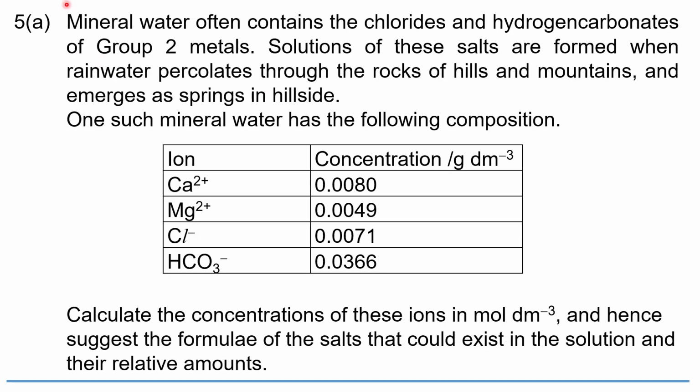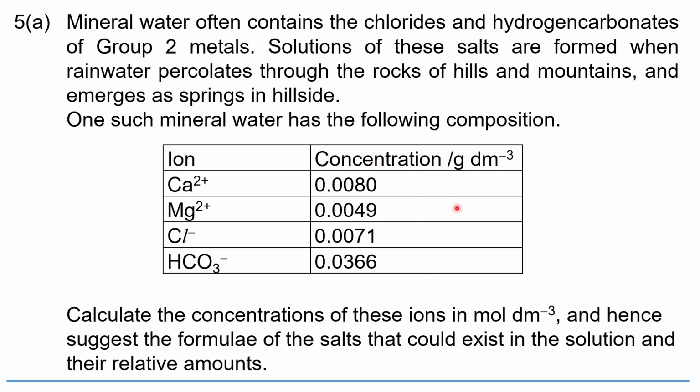They tell you, mineral water often contains the chlorides and hydrogen carbonates of group 2 metals. The solutions of these salts are formed when rainwater percolates through the rocks of hills and mountains and emerges as springs in the hillside. Basically, rainwater seeps through the rocks, and these rocks contain various minerals. They dissolve, and finally emerge as spring water, and these are the concentrations of the various ions found.